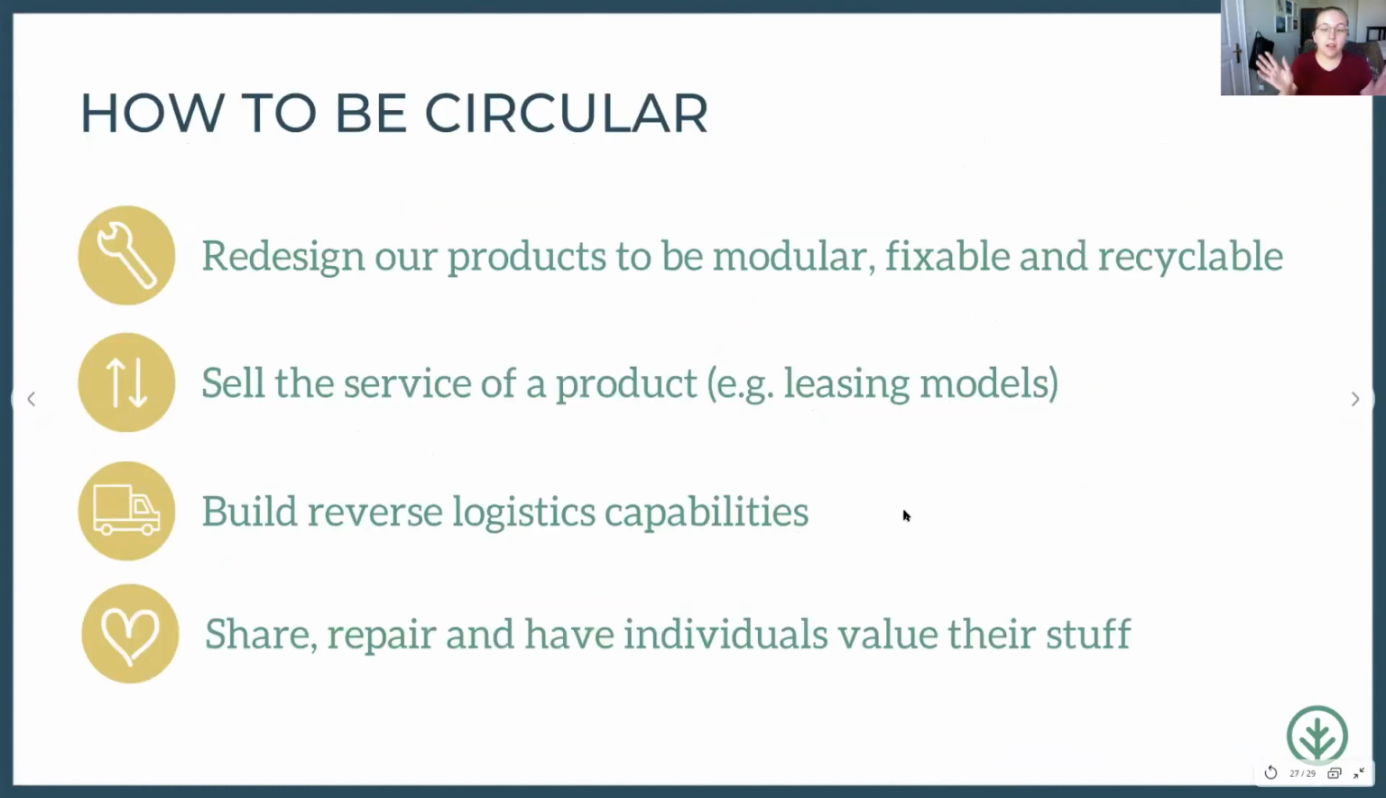So in a nutshell, how to be circular, if you're going to attempt to answer this with 4 easy points, it would be to redesign our products to be modular, fixable, and recyclable. Because if you don't have proper product design from the start, then no matter what services you want to implement, it's not going to work. Right now, if I wanted to fix this camera, I can't, because the product's not designed in a way for me to actually be able to do that.